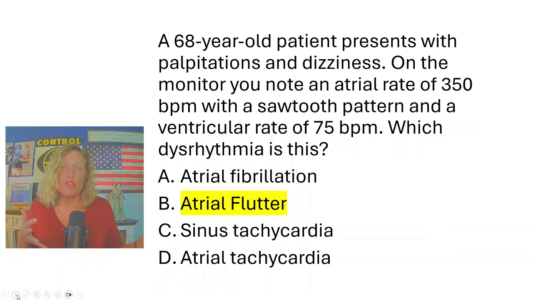This is not atrial fibrillation, but if we do have atrial fibrillation, we always say whether it's a normal ventricular response or a rapid ventricular response. So AFib with RVR is rapid ventricular response, because you can't really know unless we tell you specifically if it's going to be fast or slow.